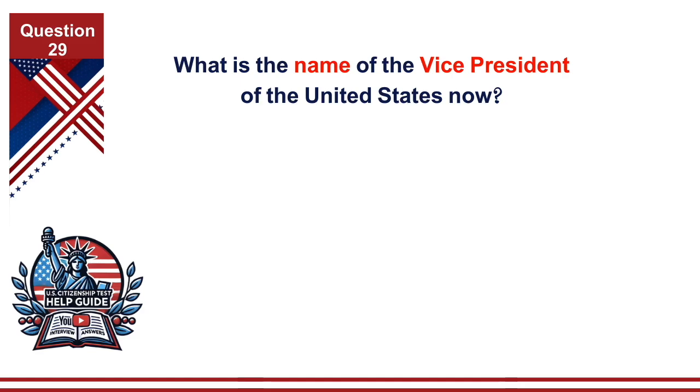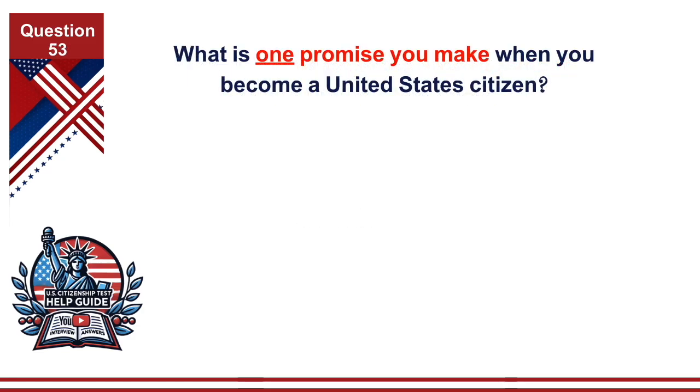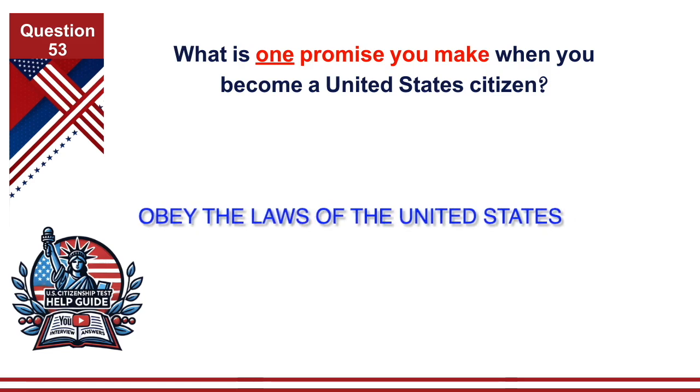What is the name of the Vice President of the United States now? J.D. Vance. What is one promise you make when you become a United States citizen? Obey the laws of the United States.